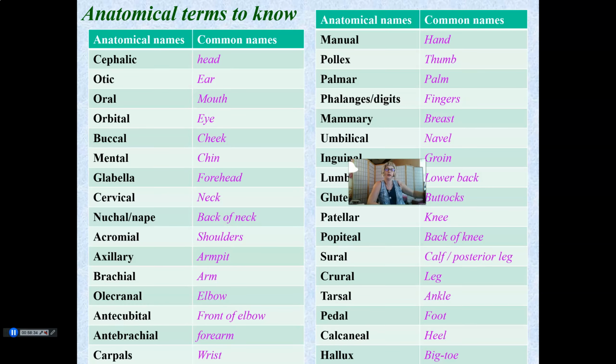This terminology, there's no way about it. You're just going to have to memorize it. Okay, so let me move my thumbnail over here.